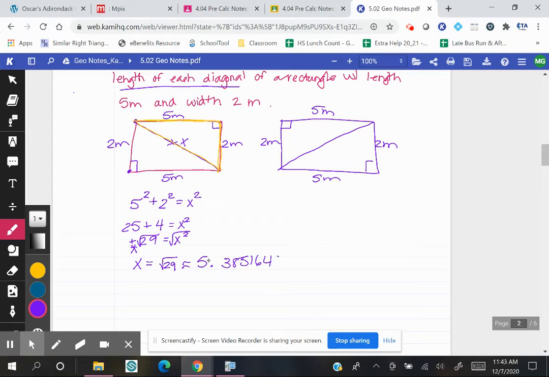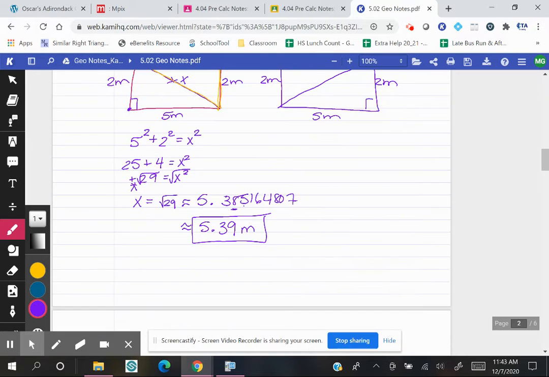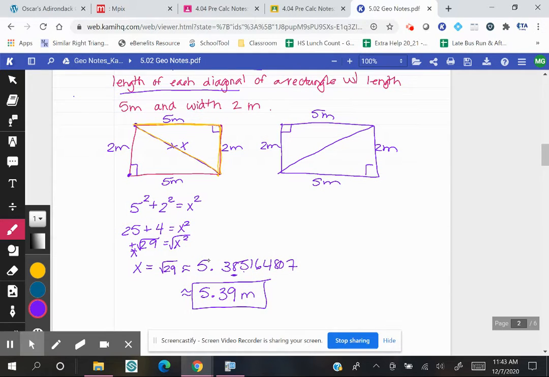385. And then round to the nearest hundredth. So that's 2 decimal places. And it's a 5 after that, so it would round up to a 9. So 5.39 meters. And again, here, if you did Pythagorean theorem, you'd have 2 squared plus 5 squared equals x squared. And you'd get the same exact equation, get the same thing. So the length of each diagonal is going to be exactly the same.